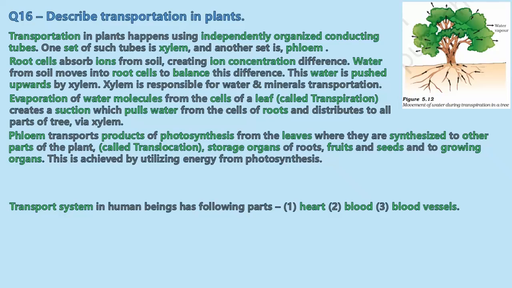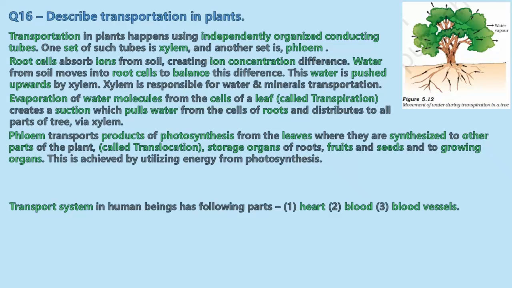Okay, so this is why we have water moving up the tree. Another point is that phloem transports products of photosynthesis from the leaves where they are synthesized to other parts of the plant. The process of water moving up is called transpiration, and the process of food moving from the leaves, where it is created by photosynthesis, to other parts of the plant is known as translocation.